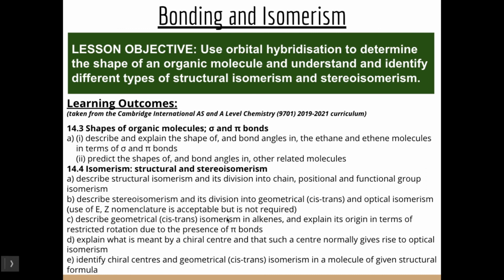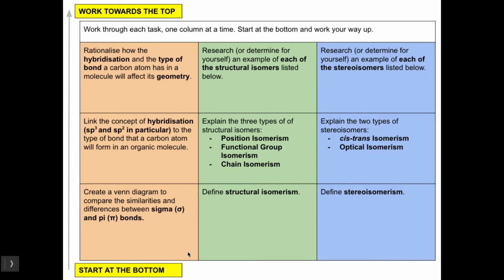We described geometric cis-trans isomerism in alkenes and explained its origin in terms of restricted rotation due to the presence of pi bonds. We've explained what is meant by a chiral center and that such a center normally gives rise to optical isomerism. And we've identified chiral centers and geometrical cis-trans isomerism in a molecule of given structural formula. Here are our tasks for this lesson. Pause now to consolidate the concepts we've looked at with bonding and isomers.